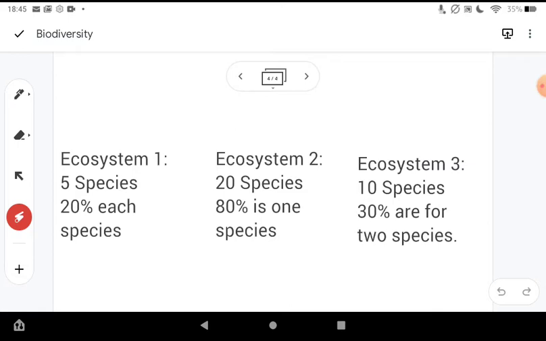Which one do you think is the most biodiverse there? Now, that's very, very difficult to actually judge. Ecosystem 2 has a lot of variety, but not very much abundance. Ecosystem 1 has not a great variety of actual species, but it's quite an even abundance throughout the ecosystem of each. And ecosystem 3 is somewhere in between: it's got a reasonable variety of species, and it's also got a reasonable spread of that biomass. So there isn't actually a correct answer to this, right?